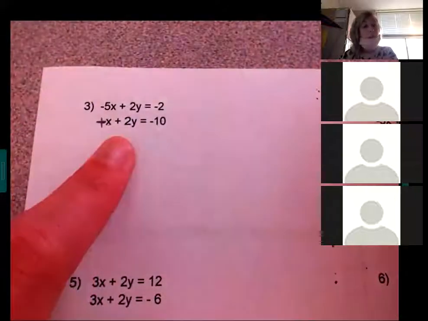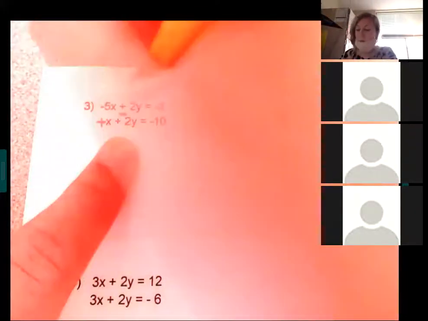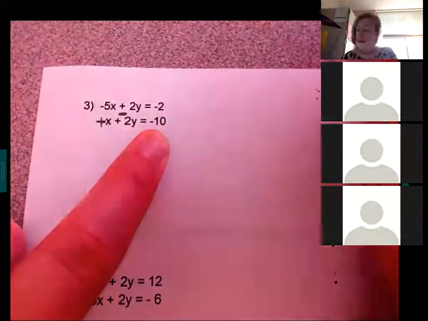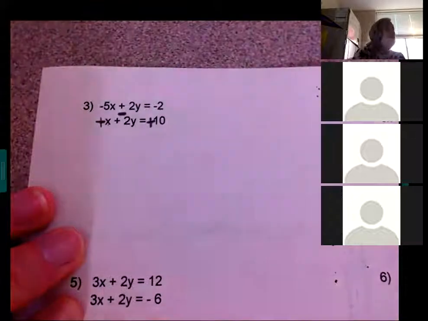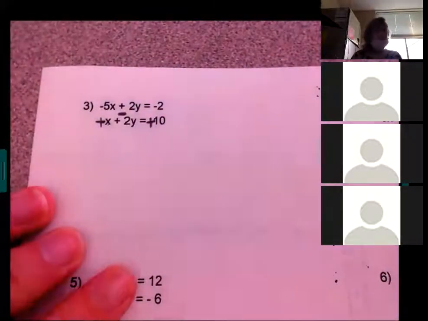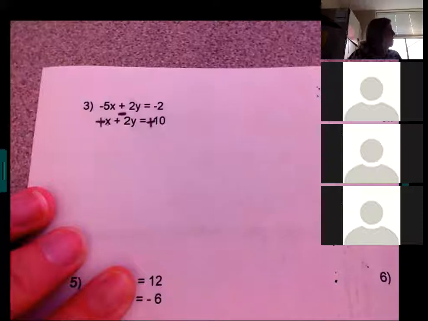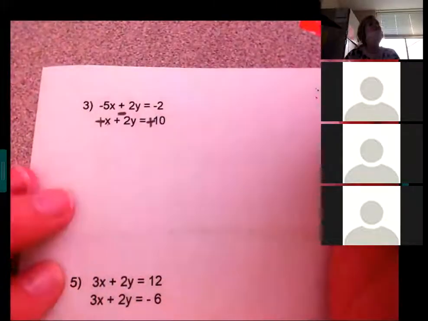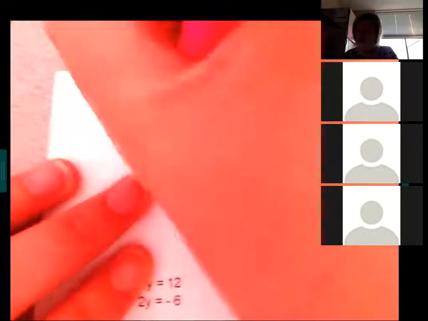What am I going to change the 2y to? A negative, so that'll cancel. And what am I going to change the negative 10 to? A positive. As long as you change everything, then it's okay. Because what you did to one side of the equation, you did to everything on the other side. So it's still equal. So now, will something cancel? Yeah, what cancels? The 2y's. So I'm going to cancel these out.